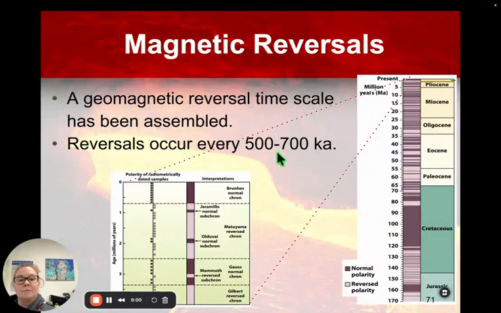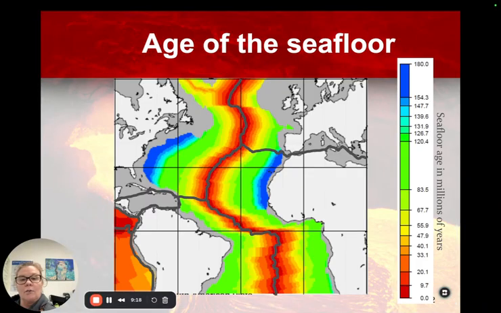About every 500 to 700,000 years is when they flip. This is the Cretaceous period, when it stayed the same for quite a while, but reversal is a normal part of our Earth.